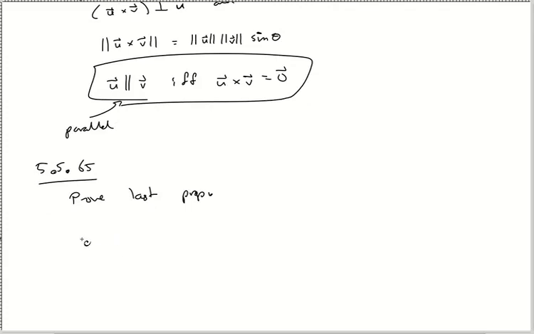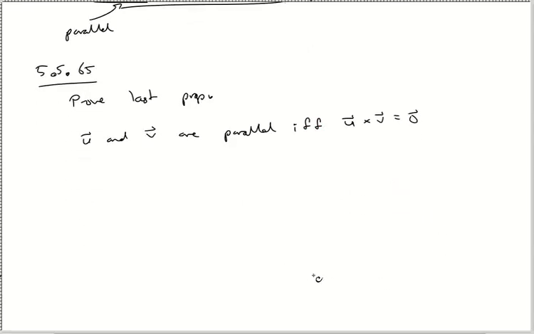So let me just rewrite it in English. U and V are parallel if and only if U cross V is equal to the 0 vector. Because it's if and only if, you must do two different directions. Now, my proof here is going to be kind of cheesily short, but that's fine. As long as you're doing two of them. You can't just do one and call it a day. This is two for sure.